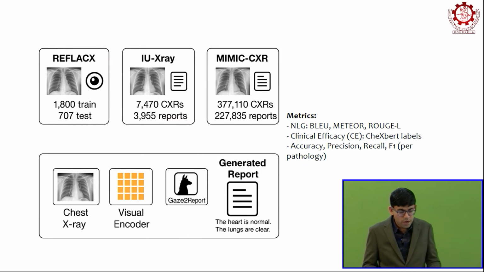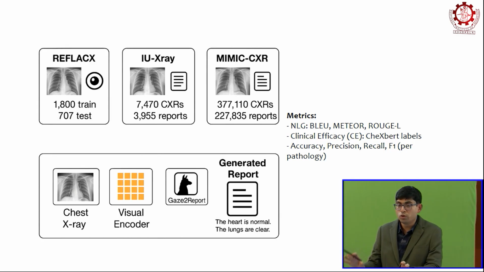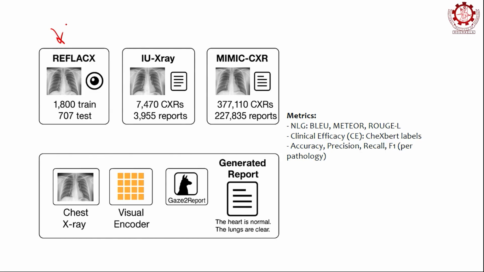So here's the data. And some of you might find these data sets interesting. These are all out there. So if you want to use data sets to get your hands dirty with training machine learning models, especially which have imaging and text, these are some of the data sets. So the REFLACX data set has images and eye gaze data. The Indiana University X-ray data set has images and reports. Reports are a very rich source of information because they tell you what that image has in the language of radiologists. And there's the MIMIC-CXR data, which again has images and the corresponding reports. So we used these data sets to train our model and to generate the final report.